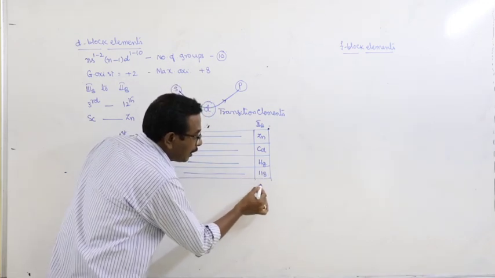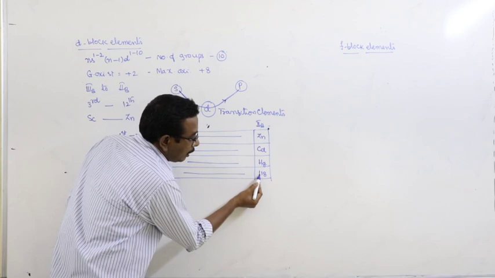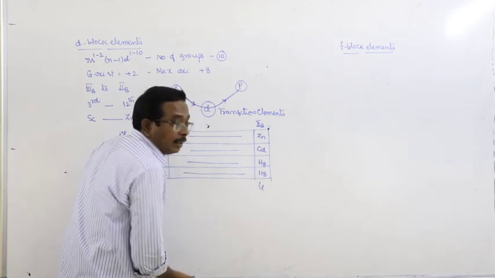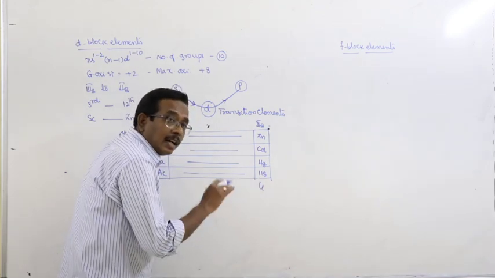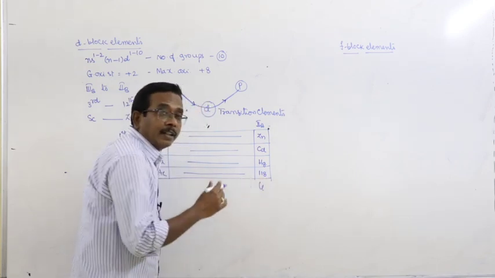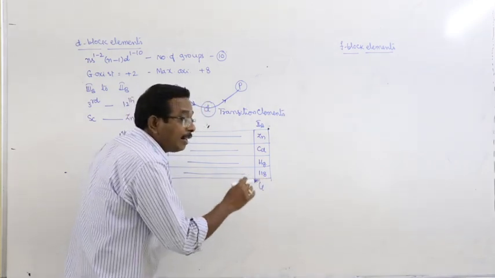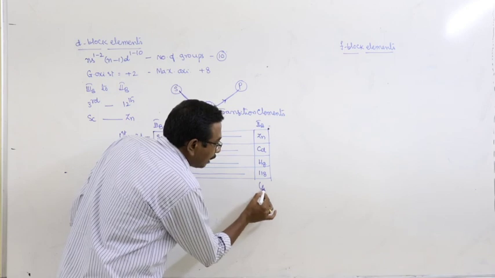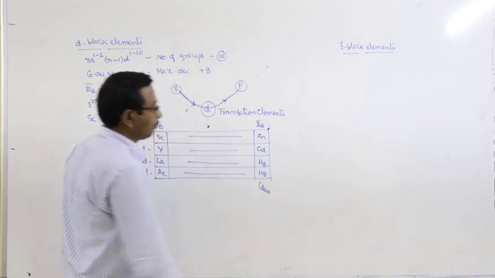Now we can represent it with IUPAC nomenclature. 1 means un, 8 means oct plus ium. Ununoctium, symbol Uuo.